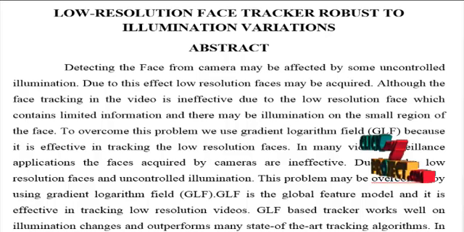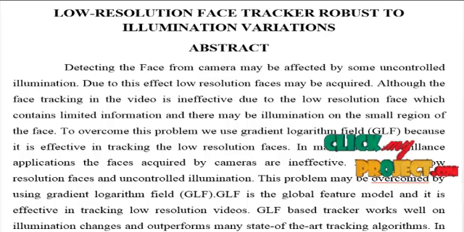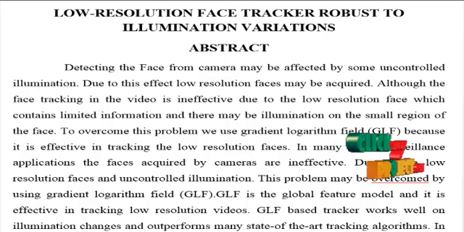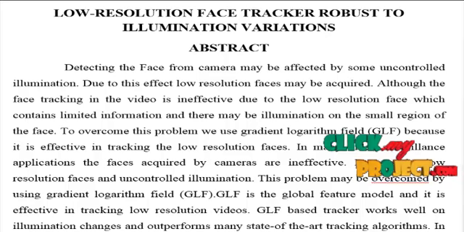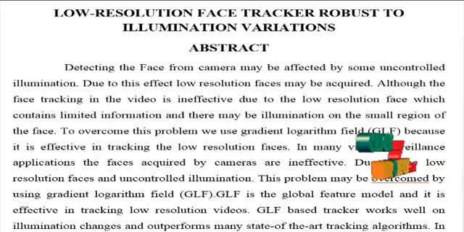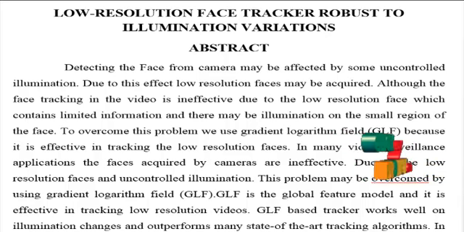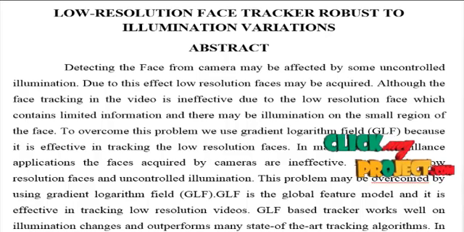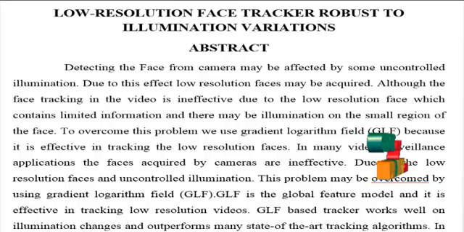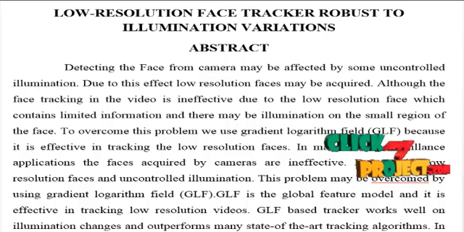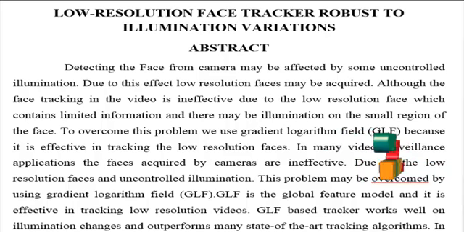In many video surveillance applications, the faces acquired by cameras are ineffective due to low resolution and uncontrolled illuminations. These problems may be overcome by using the gradient logarithmic field (GLF). GLF is a global feature model and it is effective in tracking low resolution videos. The GLF based tracker works well on illumination changes and outperforms many state-of-the-art tracking algorithms. In the performance analysis, we plot graphs for the error of the tracking results.